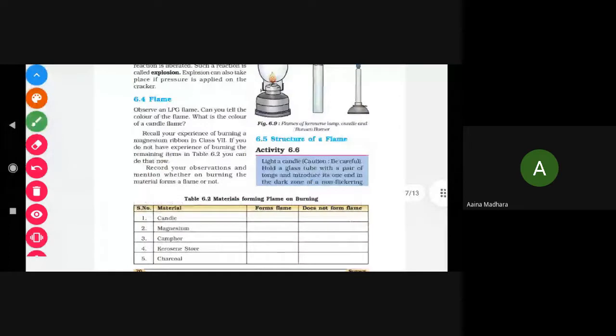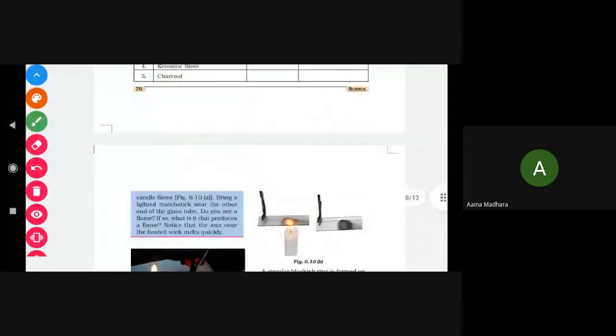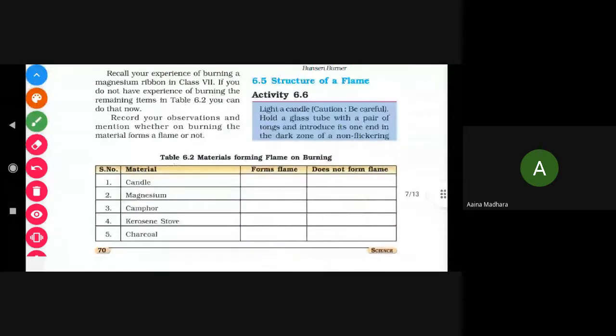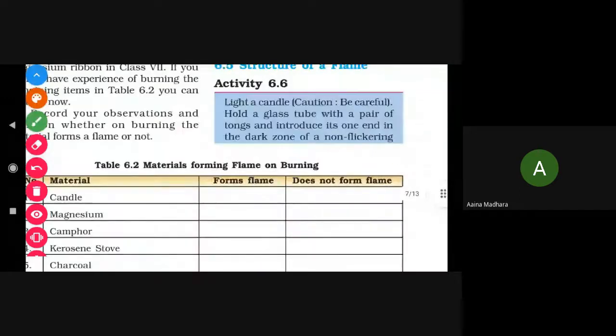So let's move on to structure of flame and let me know who wants to read now. Ma'am, can I? Yes, I know. Go ahead. Others are not present in class except Modesa, Aina, and Ilma.